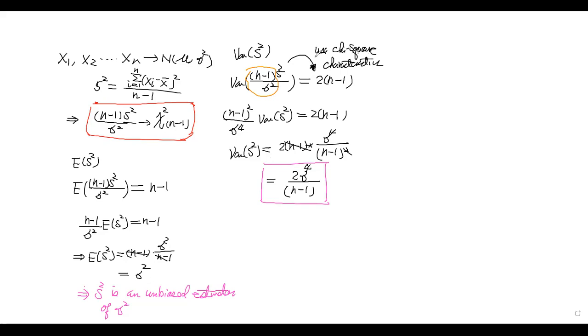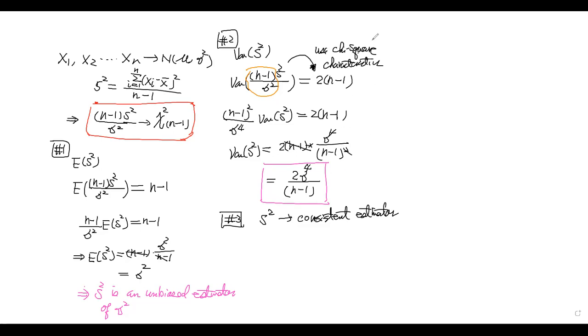We want to show the s square. So this is the number 1 part, the first part. This is the second part. Then the third part, I want to show this estimator is consistent. Okay, so I want to show this is a consistent estimator, right? So I want to say this is a consistent estimator.